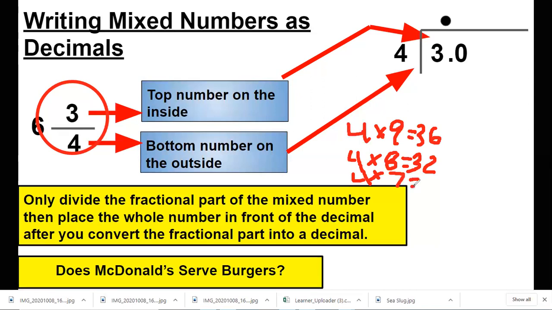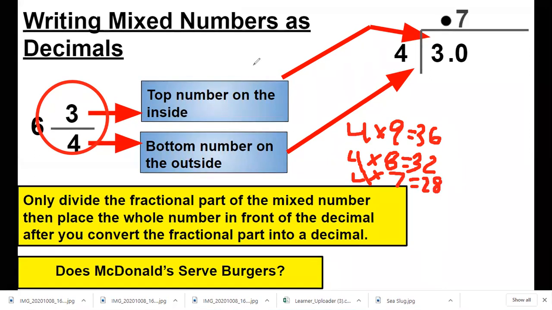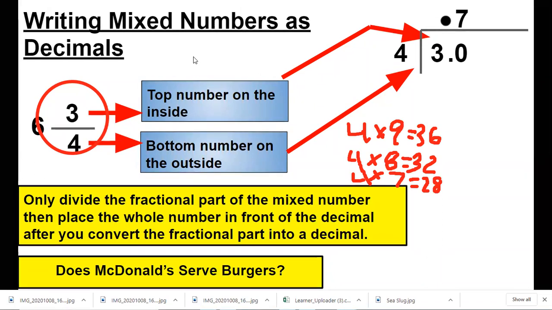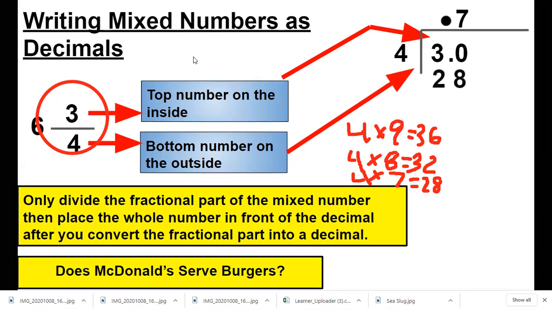Memorize your facts. It's 28. 28 is very close to 30, but it isn't over. So I'm going to use 7. Yay for 7. There's 7 up there at the top. Now I'm going to multiply 4 times 7, which is 28. Put that under the 30.